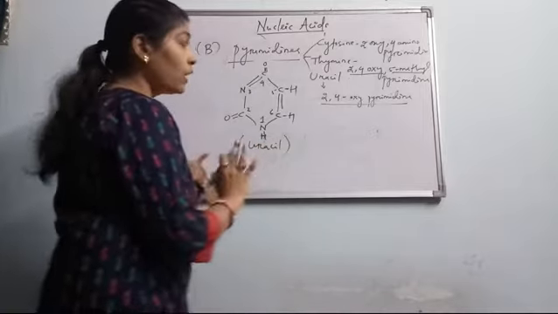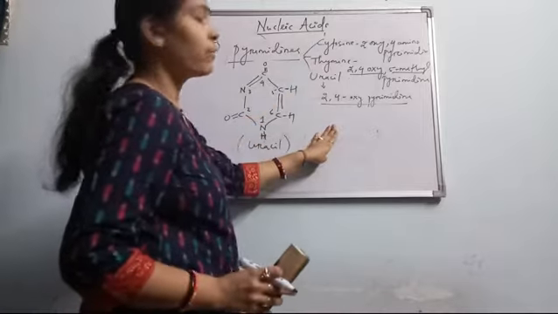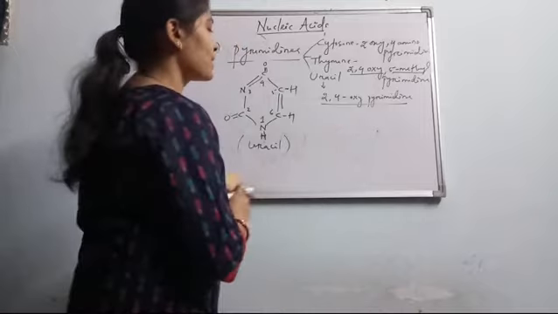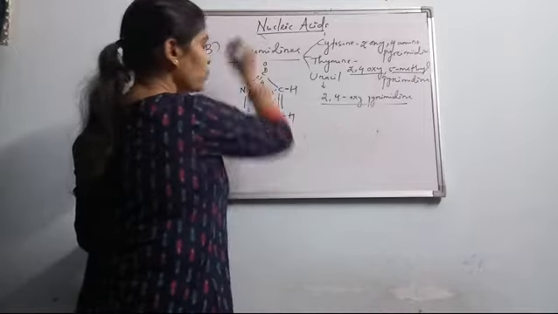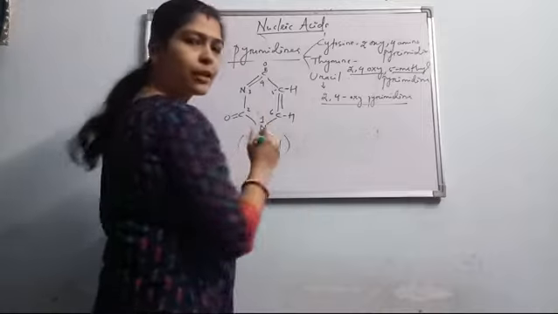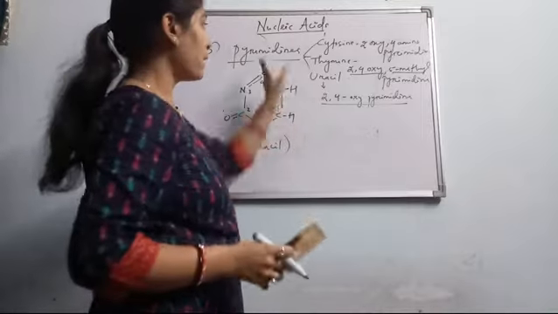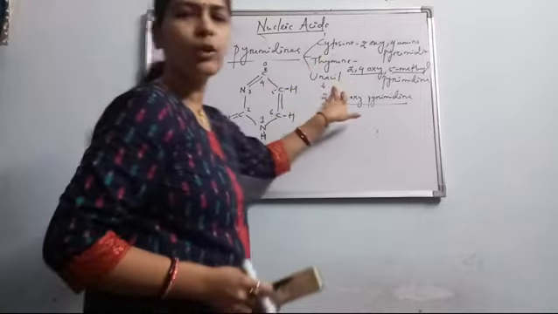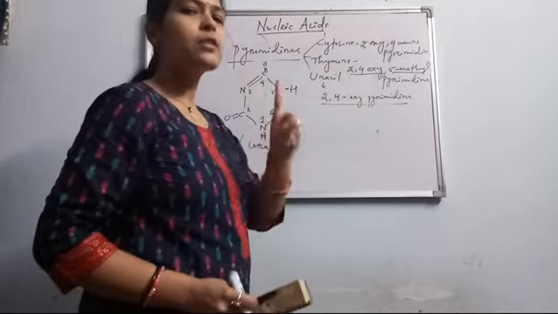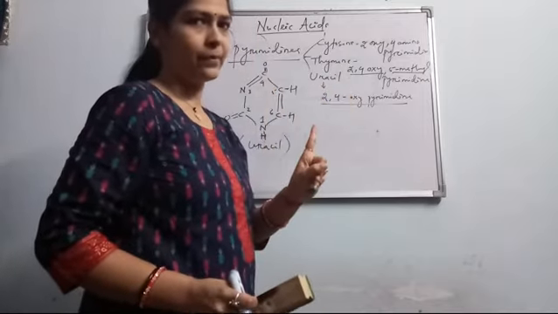Okay, so we have discussed all the different types of nitrogenous bases. Nitrogenous bases are of 2 types mainly, purines and pyrimidines. Purines are of 2 types, adenine and guanine, and pyrimidines are of 3 types, cytosine, thymine and uracil. So this is the first component of a nucleotide.